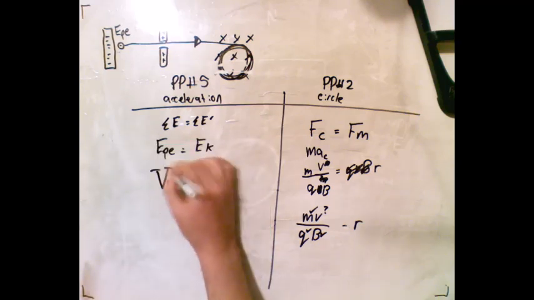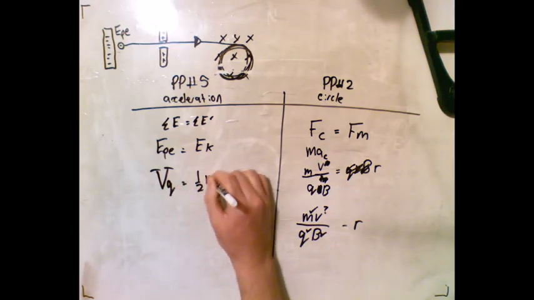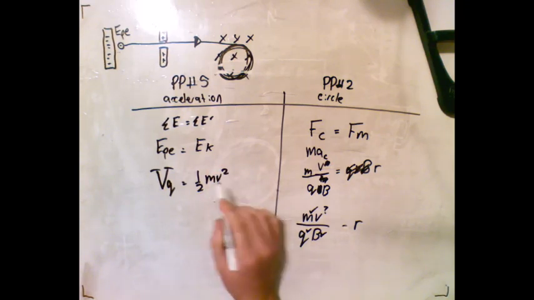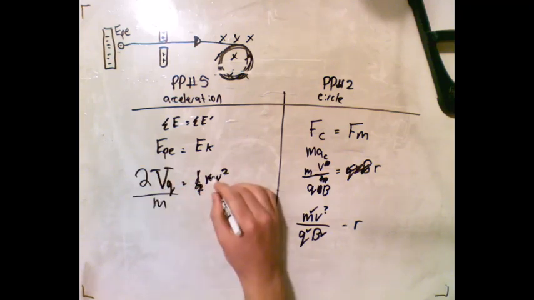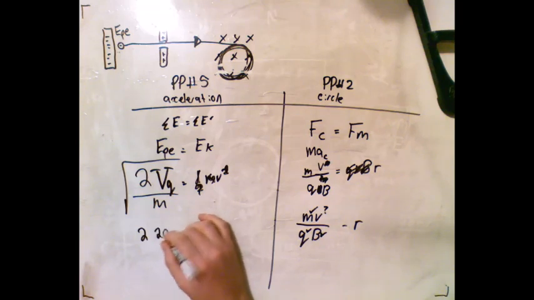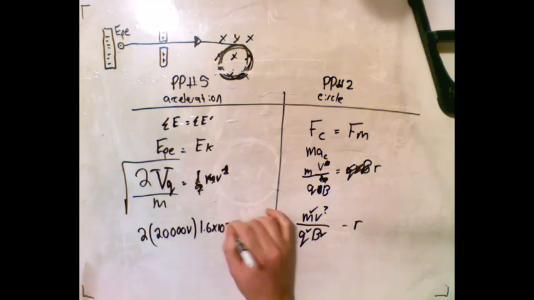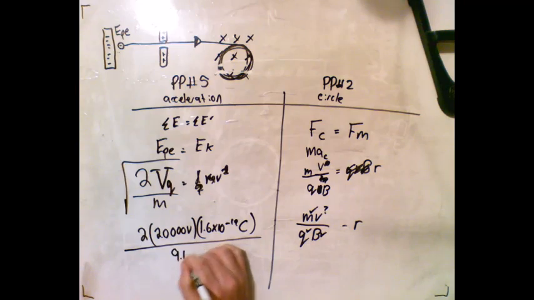And that's voltage. We have voltage and velocity, so we want to be careful. I'm going to put my bars on there. This is 1/2 mv squared. So what we're able to do is we can find the speed from this formula. So we move the 2 up top and the m down below, and then square root it, and we can find the speed of our electron. So 2 times our voltage, 20,000 volts, times the charge of an electron, 1.6 times 10 to the negative 19 coulombs, divided by the mass of the electron, 9.11 times 10 to the negative 31 kilograms.